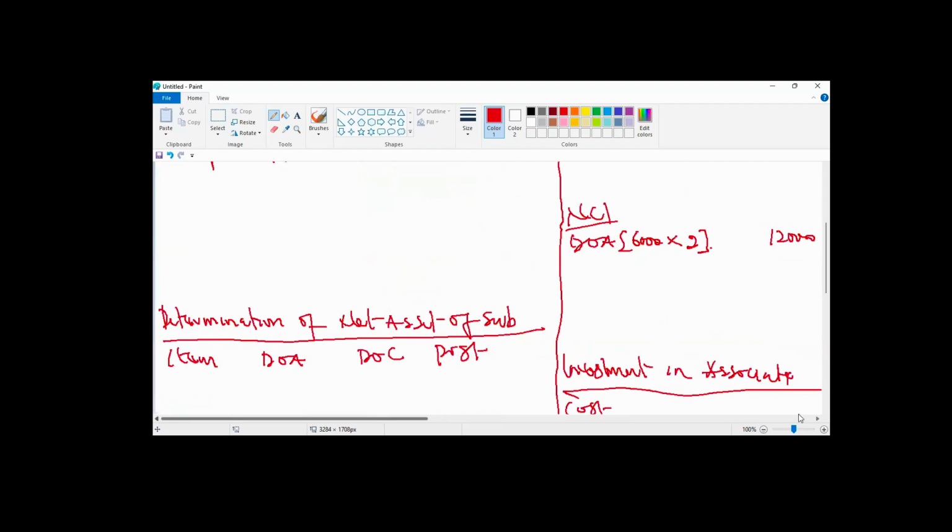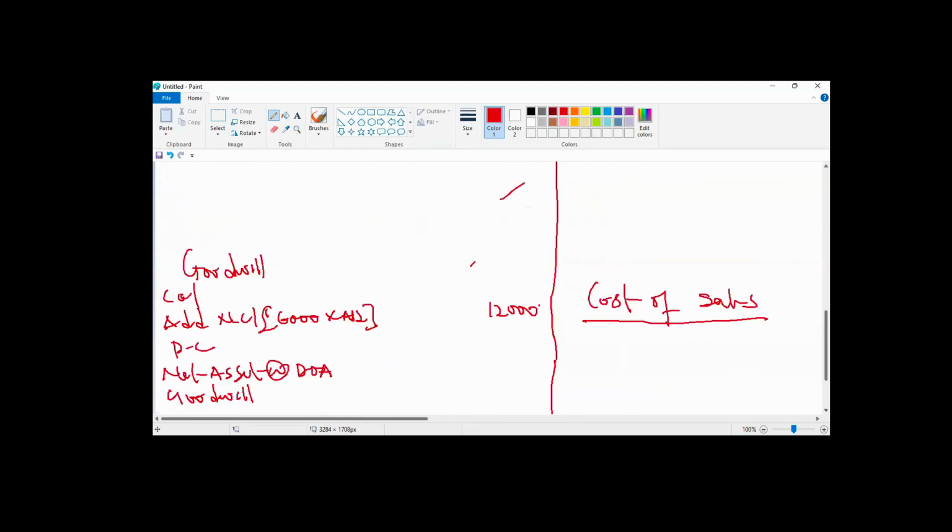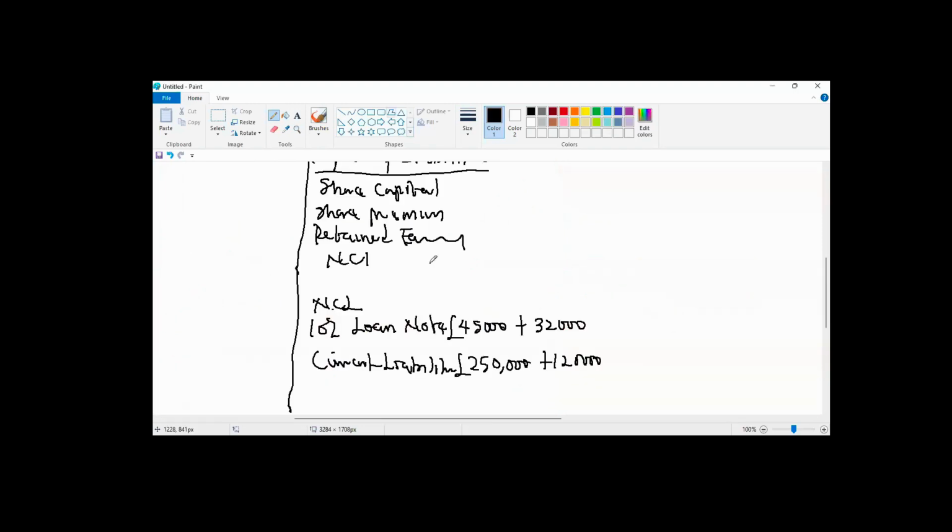For the group calculation, cost of investments, equity shares. I'll go to the share capital. What is the share capital of the parent? According to the question, the share capital of the parent is 50,000 plus credit 16,000. Share premium of the parent, 20,000 plus. That's all.